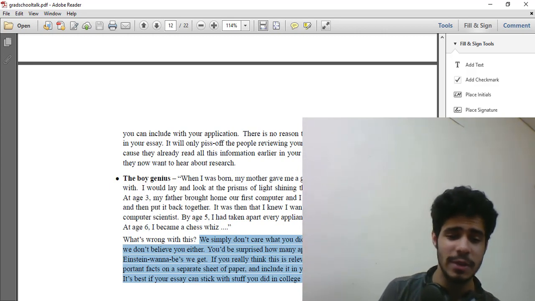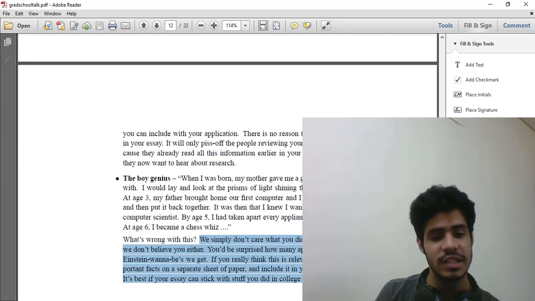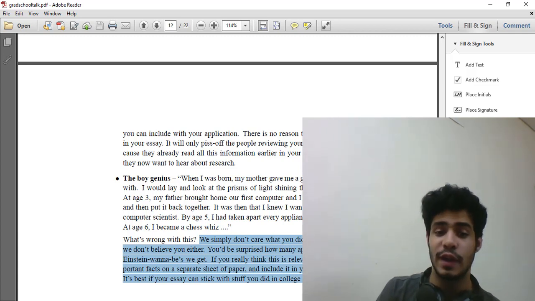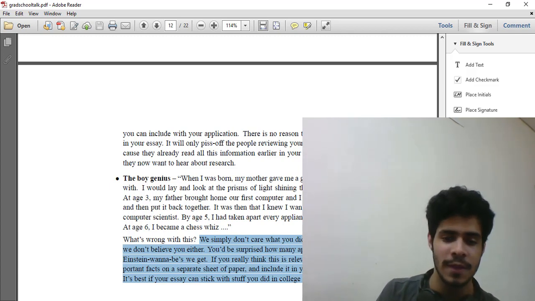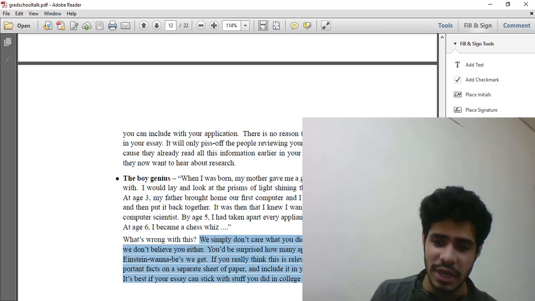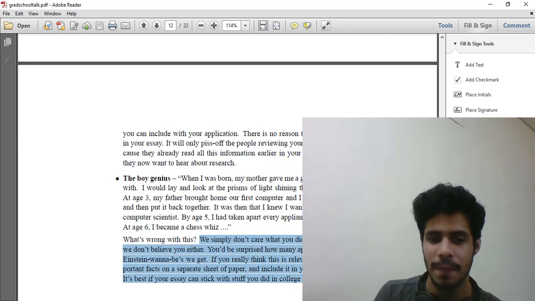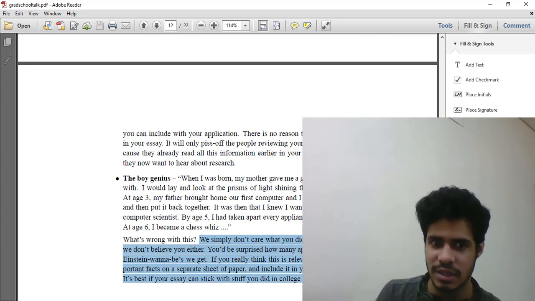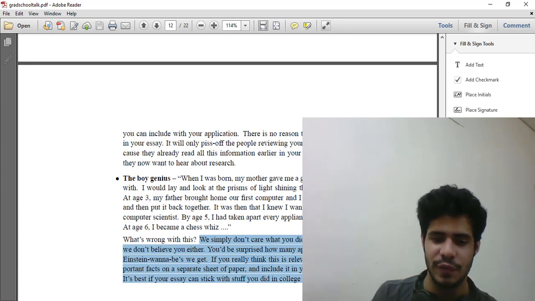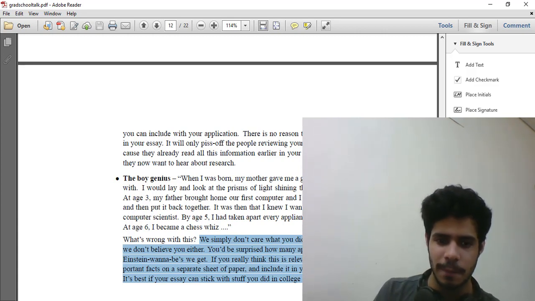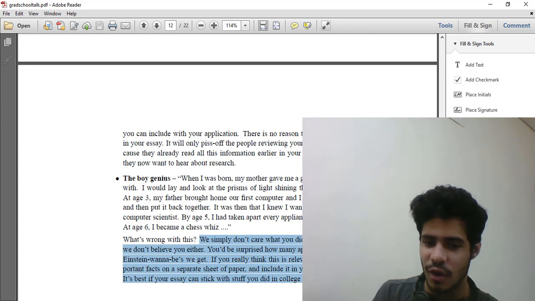This kind of a paragraph, you can't provide proof for it, because you will obviously say, "Dude, I was 5 years old. How can I provide you proof for any of that?" No. So, okay, you'd be surprised how many Einstein wannabes we get. These kinds of boy genius applications, a lot of them. If you really think this is relevant, put the important facts on a sheet of paper and include it in your application.